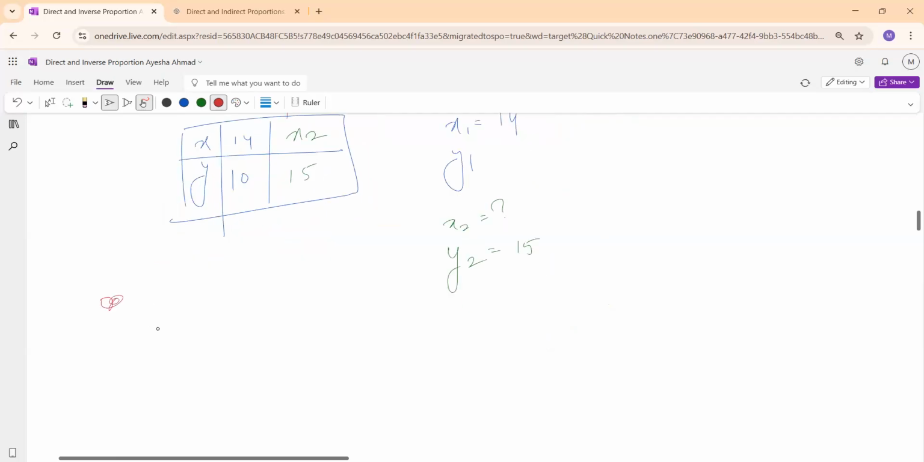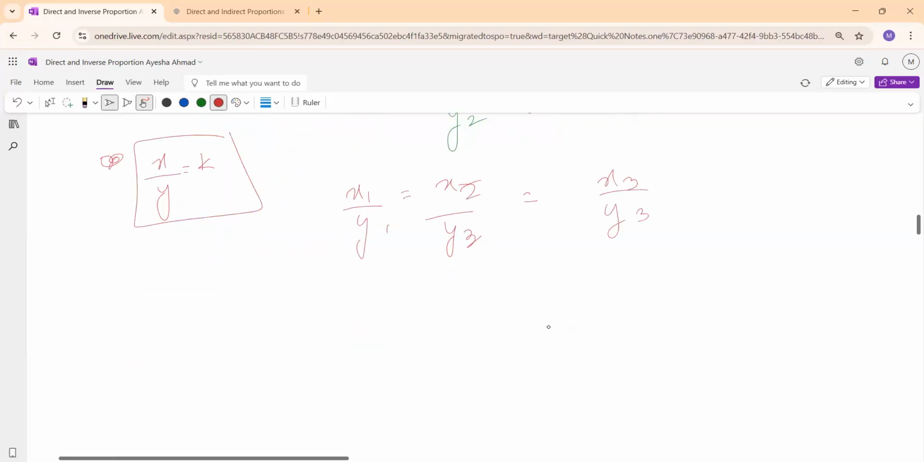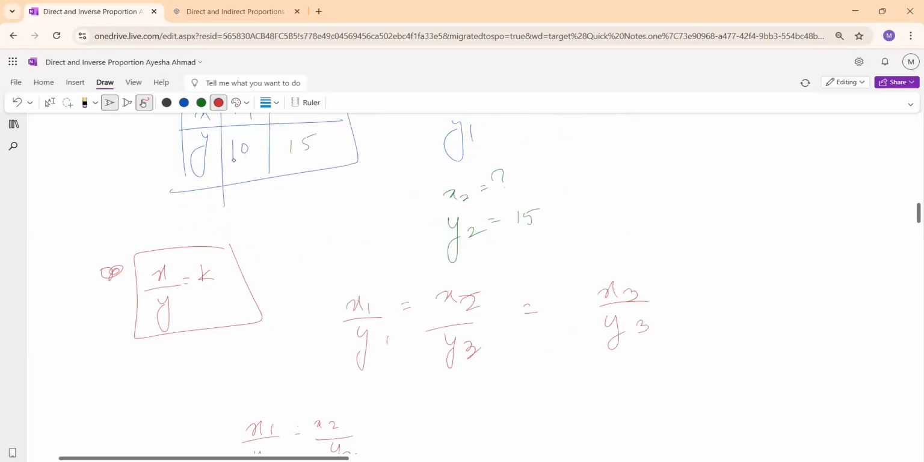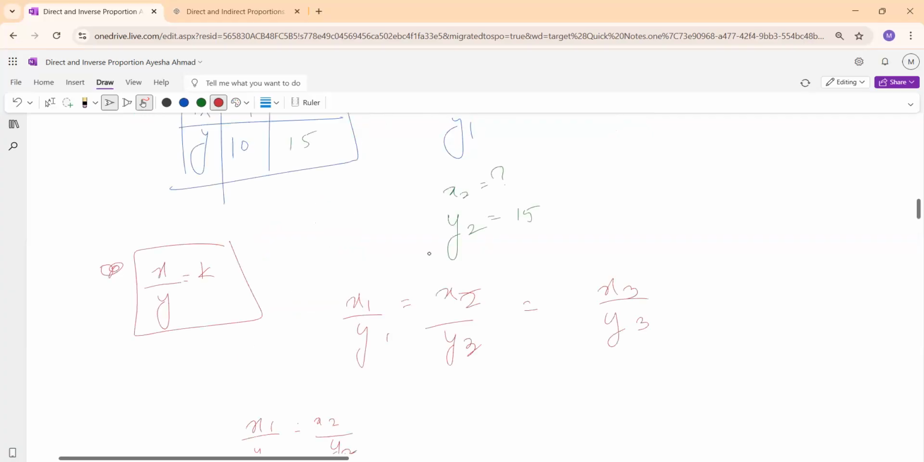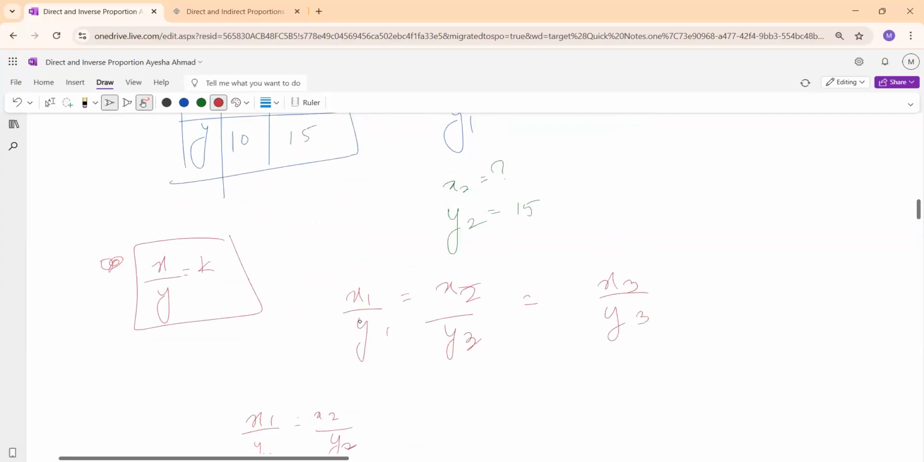Now Aisha, I told you x by y was equal to constant, but this would mean that x1 by y1 is equal to x2 by y2 is equal to x3 by y3, and this would keep on going. In this question we have the formula x1 by y1 is equal to x2 by y2 because there are only two terms. So x1 is 14, y1 is 10, x2 we have to find out, y2 is 15.